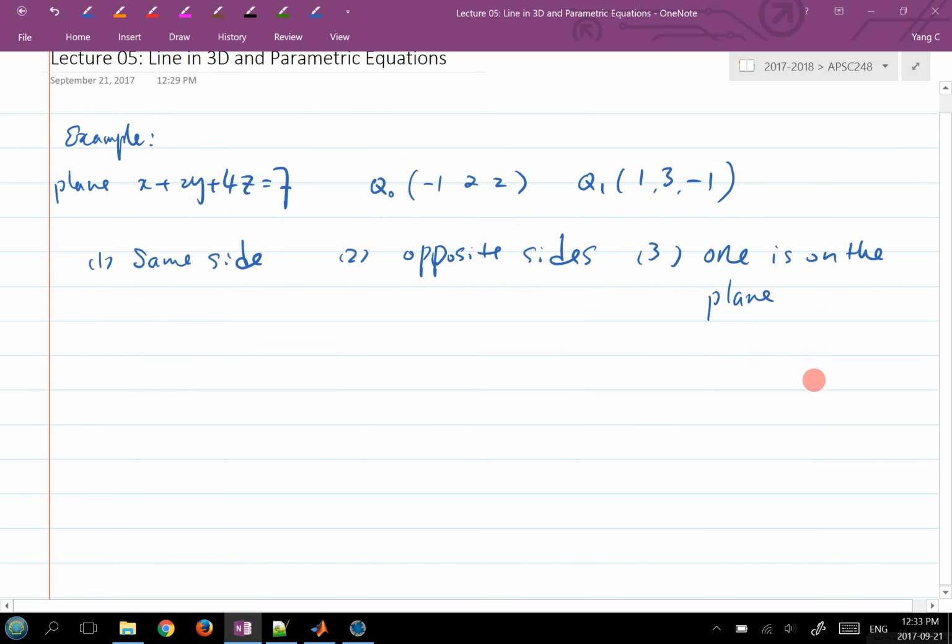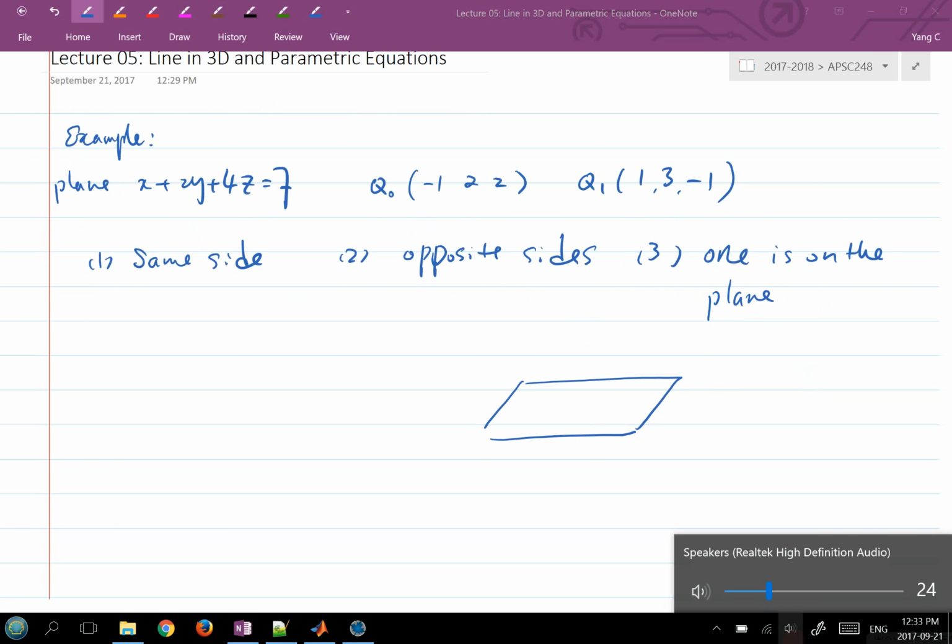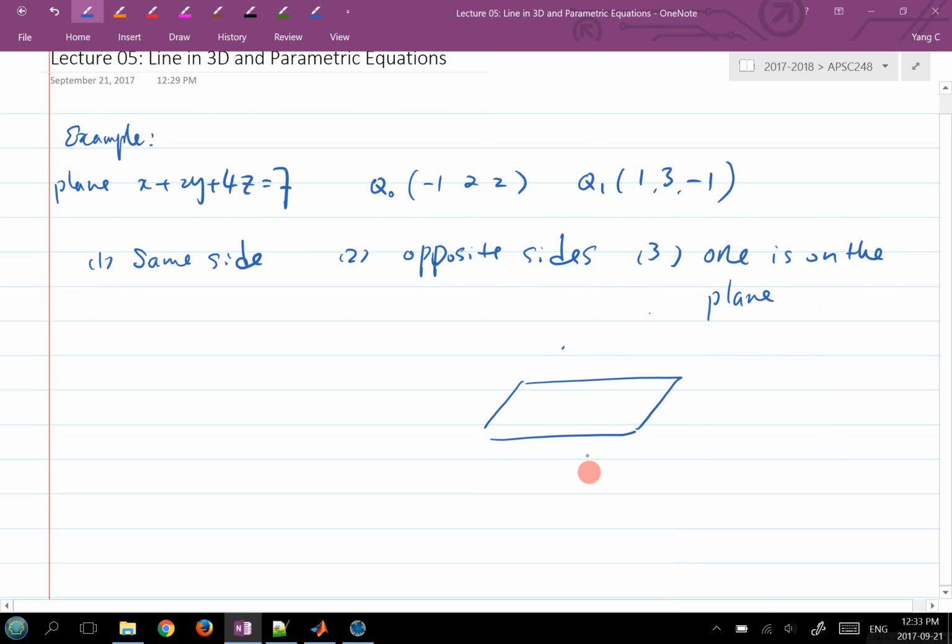So let's take a look at this example quickly. We have a plane here. The whole point is, without actually plotting it, how can we mathematically determine where these two points are? Are they on the same side, or on opposite sides, or is even one point on the plane?